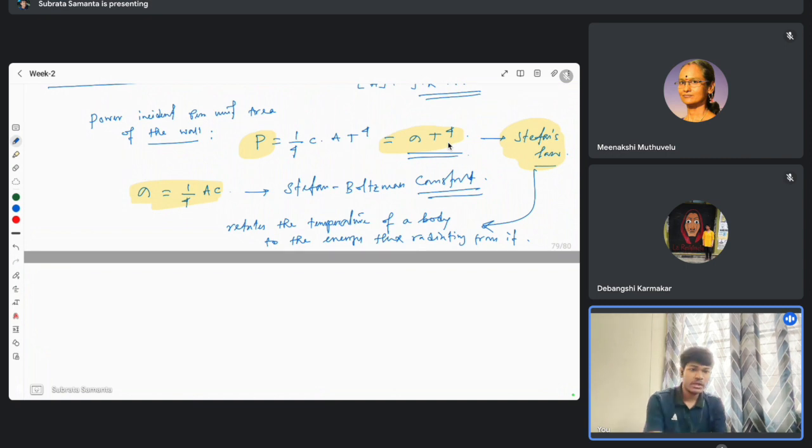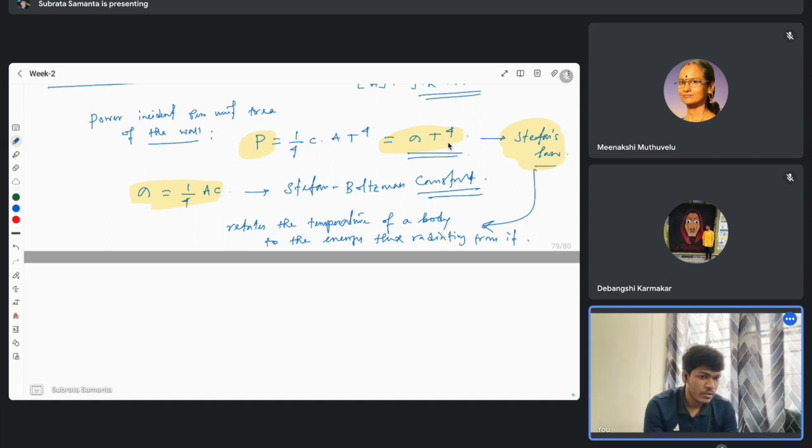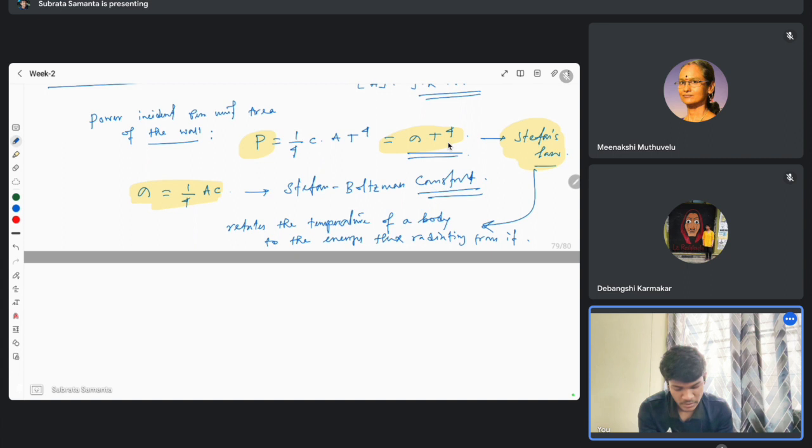But how do we calculate this constant sigma? From the macroscopic viewpoint, there is no way to calculate this. We can calculate sigma from experiments, or from a theoretical viewpoint, from statistical mechanics. That's why we need the microscopic, quantum mechanical descriptions in order to calculate this sigma constant. Otherwise, you can extract it from experiment.